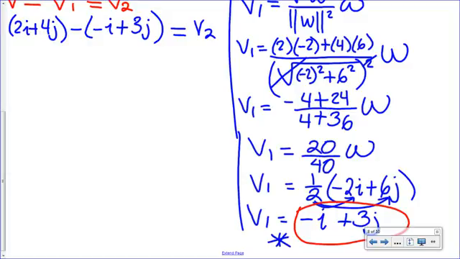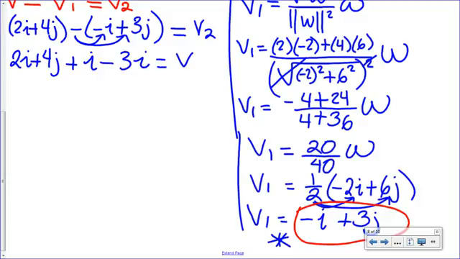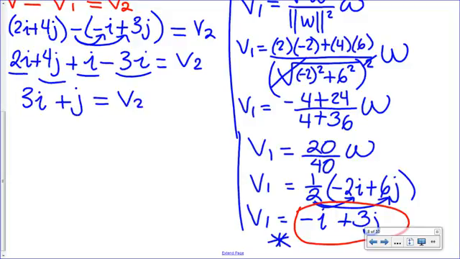So here we're subtracting two vectors. So we have 2i, I'm going to clear the parentheses, 2i plus 4j. Negative times a negative is a positive. And then negative times a positive is a negative. Now we're going to combine like terms. So the horizontal components, 2i plus i is 3i. And the vertical components, 4j minus 3j is positive j. And that is equal to v sub 2.